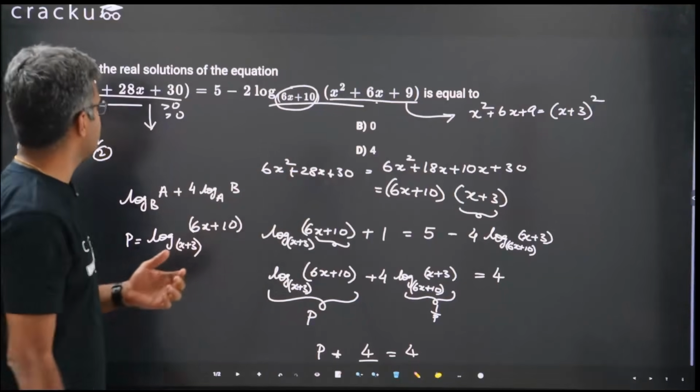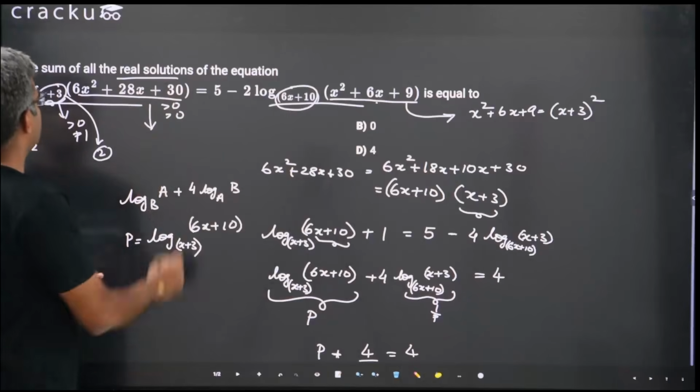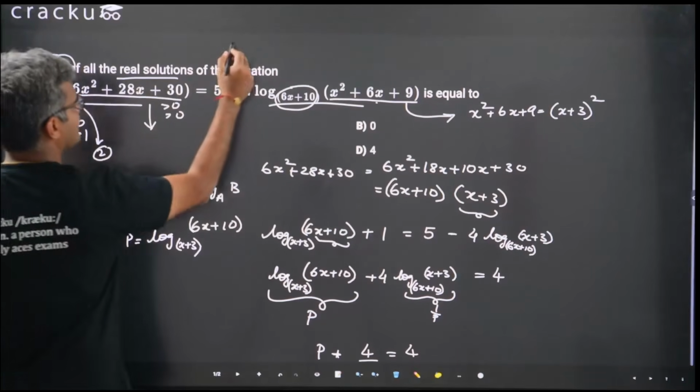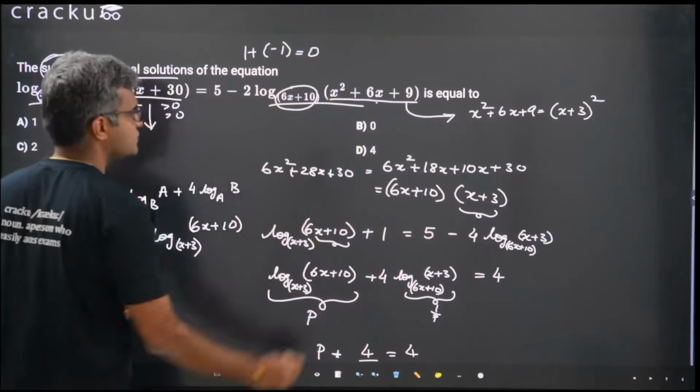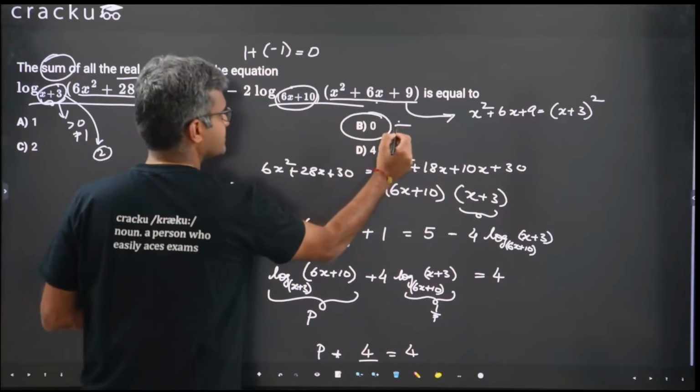So both of them are real solutions for the given equation. And what is the sum of both of them? The sum of both of them is 1 plus minus 1, which is equal to 0. So the answer for this question is option B.